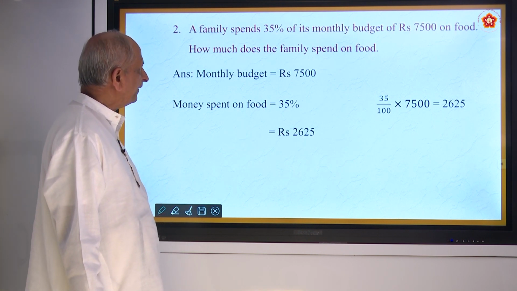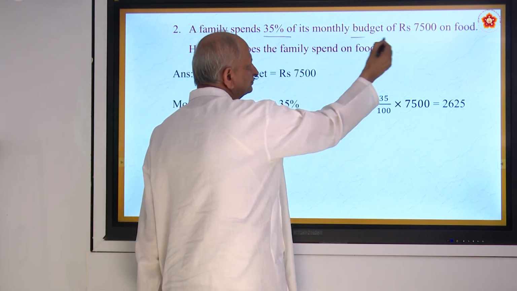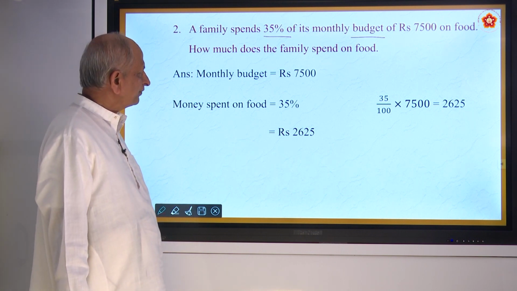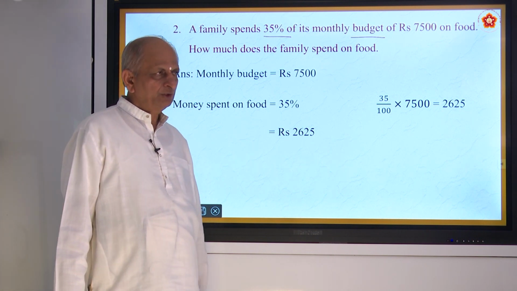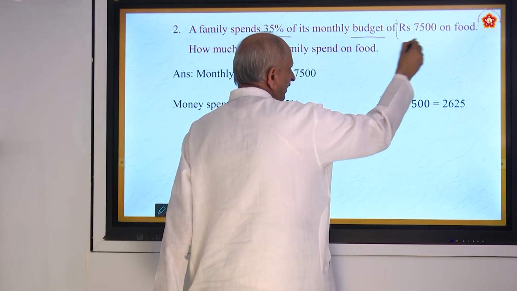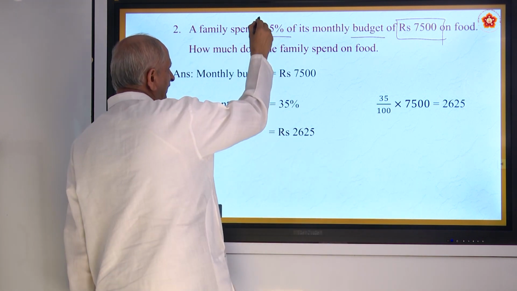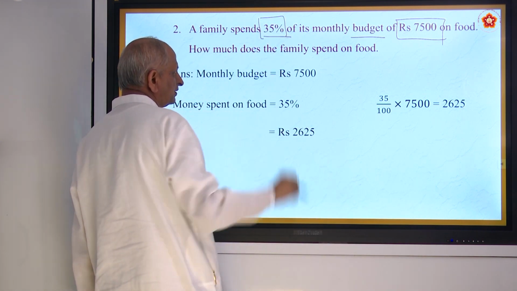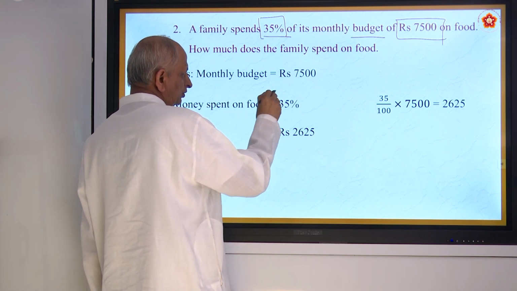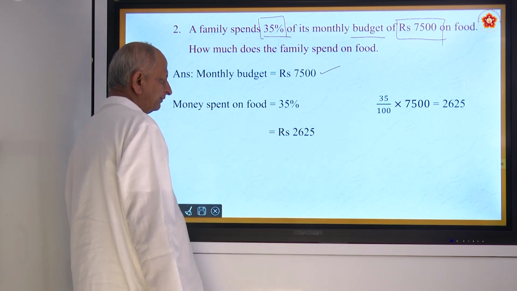Second question, a family spends 35% of its monthly budget of rupees 7,500 on food. So the salary he is getting is 7,500. In that they are spending about 35%. So how much money will be spent? That is the question. So monthly budget is rupees 7,500.